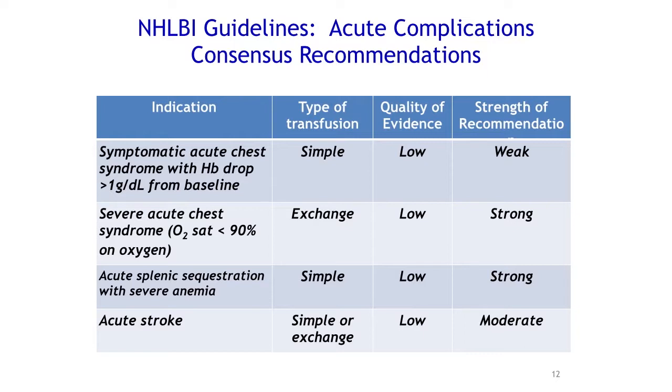So one that has been fronted as weak, with a weak recommendation, is symptomatic acute chest syndrome with a slight drop in the hemoglobin concentration. Commonly, we haven't been transfusing all patients with acute chest syndrome. And I think in our environment, where we are trying to study hydroxyurea, it would also be an option if you have a symptomatic acute chest syndrome without severe hypoxia.